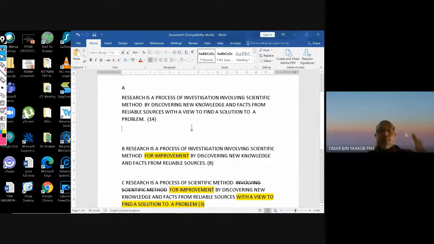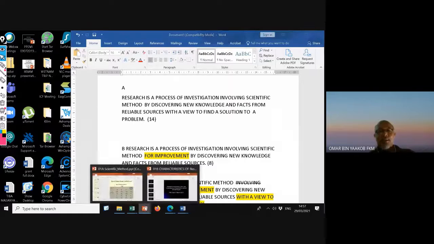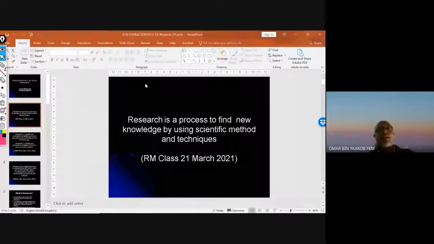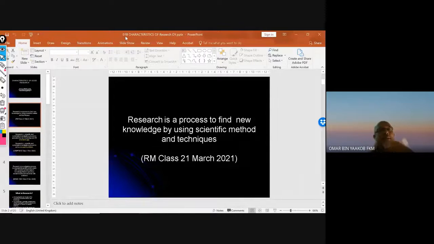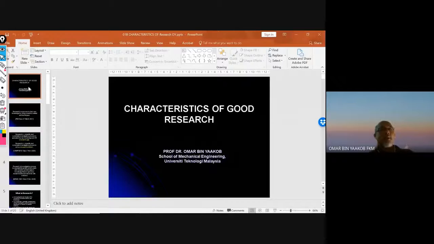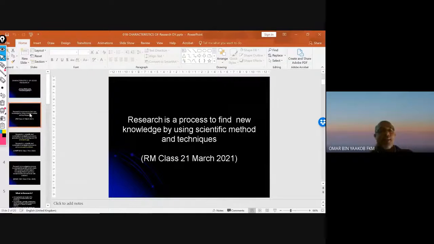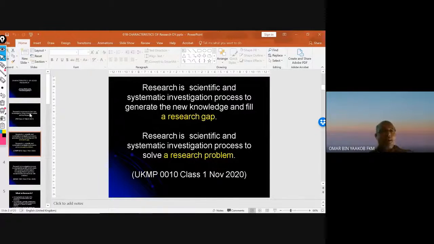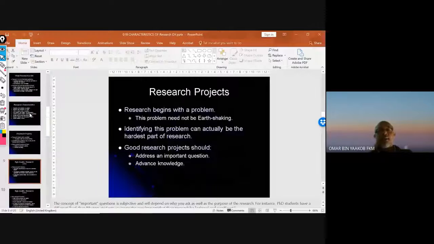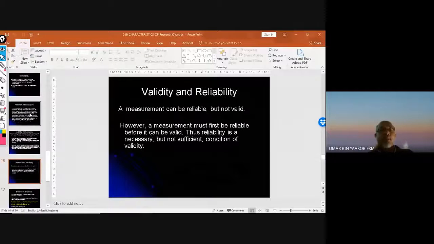So those slides, we are going to do that in the next class. The set of slides that I showed you is not for today. This is 01B, so this module will be later, in two weeks' time. The title is Characteristics of Good Research, where I put down the definition from the other classes, and then we go through the detail about the research.